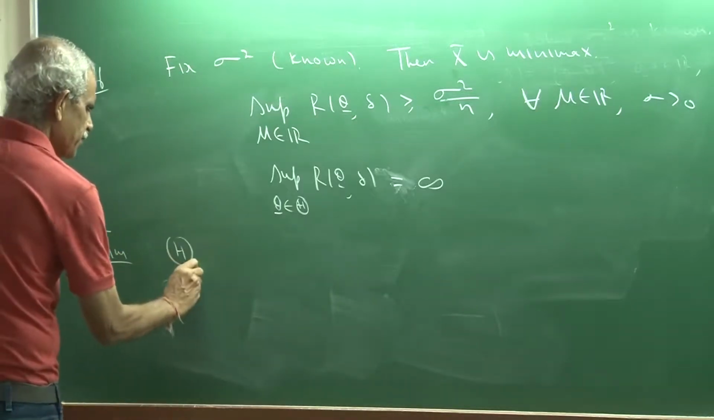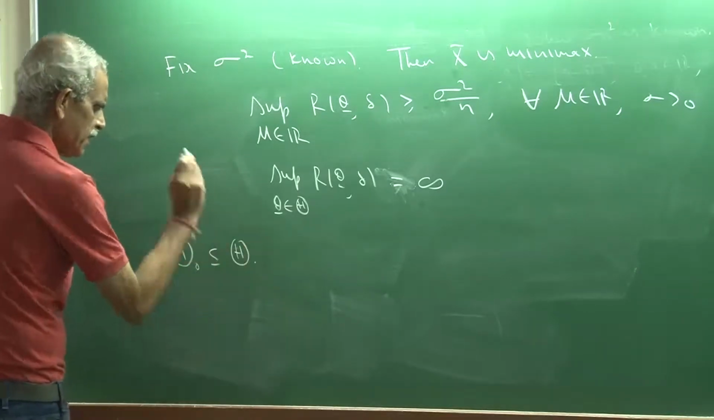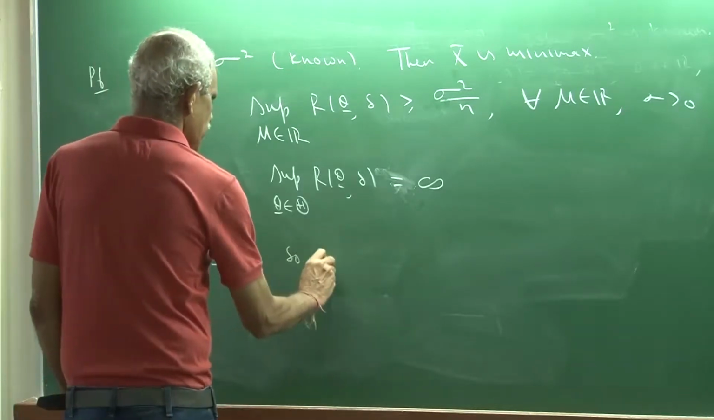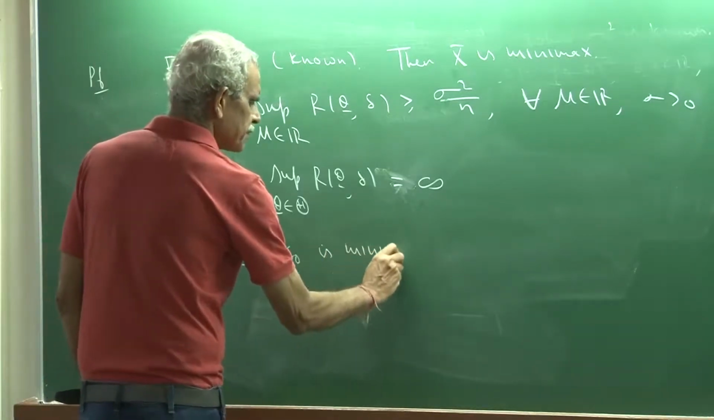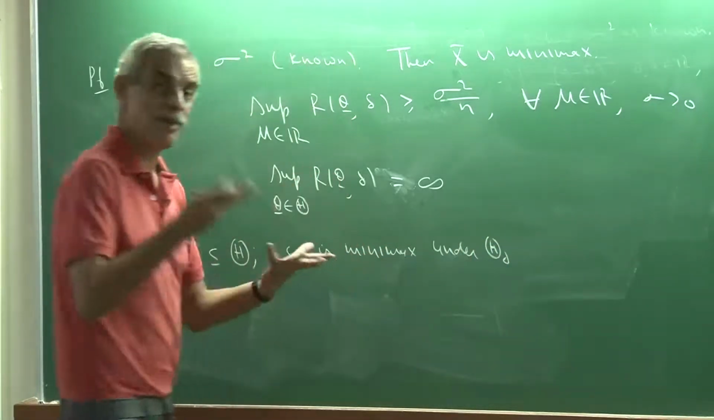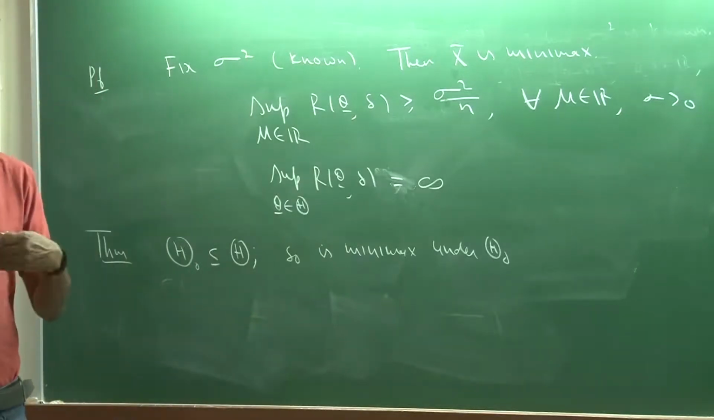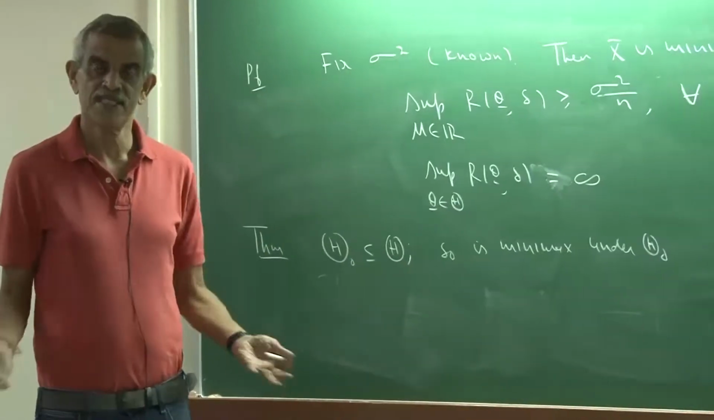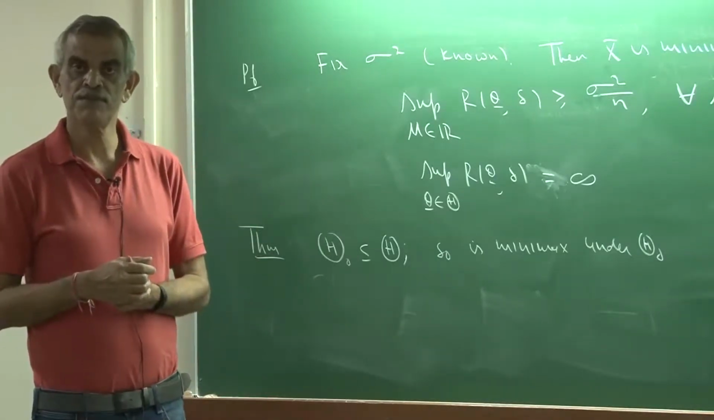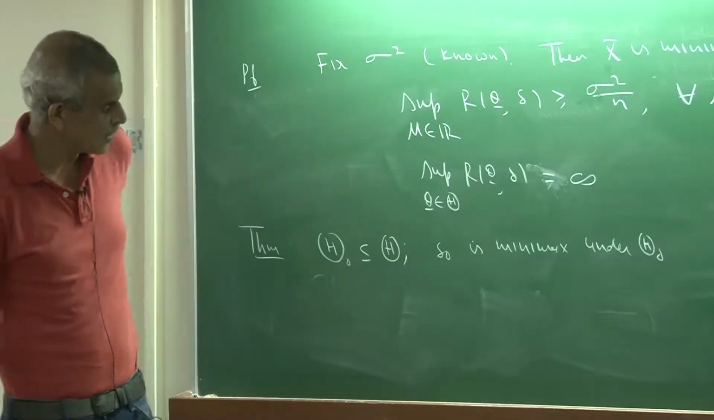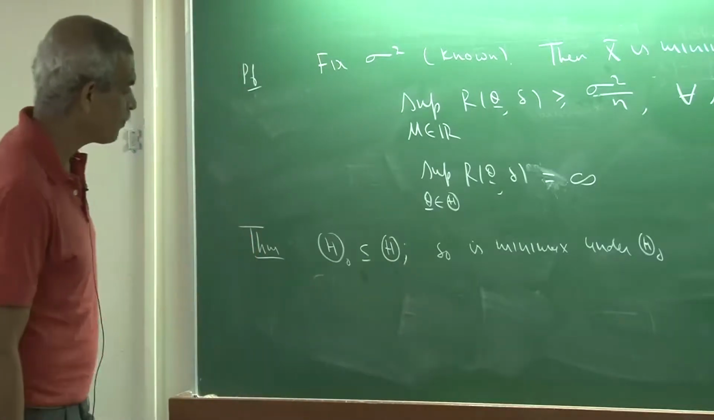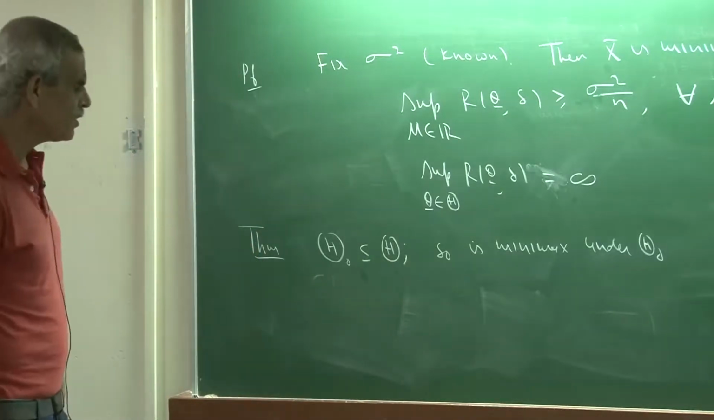So suppose I have a parameter space theta naught, which is contained in theta. Delta naught is minimax under the parameter space theta naught. Note that minimaxity also depends on the parameter space, because you will be talking about supremum over different sets. So different estimators may have a minimum of supremum risk on different sets. So that is why minimaxity also depends on the parameter space which you are considering. So delta naught is minimax under theta naught.